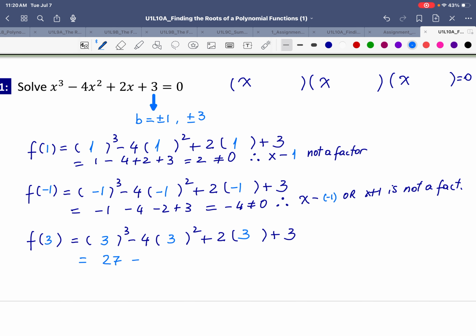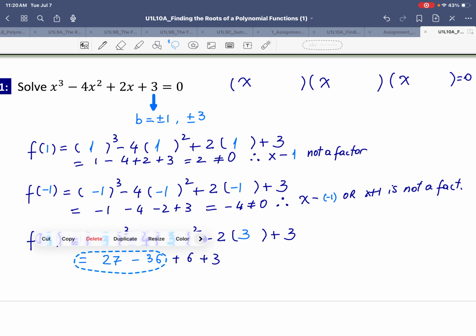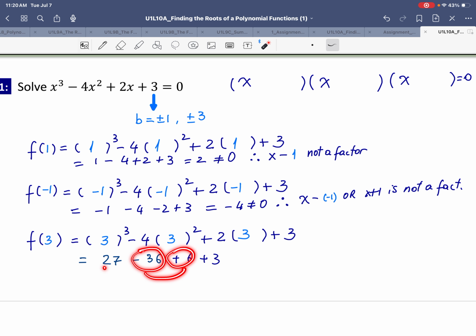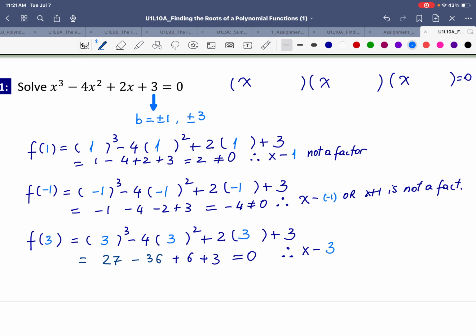9 times 4 is 36 negative. And 2 times 3, which is equal to positive 6, and then plus 3. So in this case, then, we're going to say that we have negative 27. Negative 36 plus 6 is negative 30. 27 and 3 makes 30, so that must be 0. So therefore, we're going to say that x minus positive 3 is a factor.